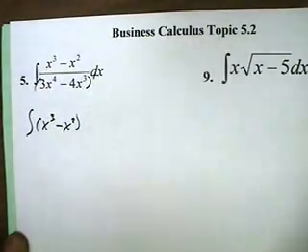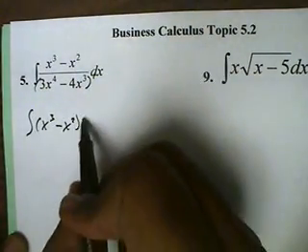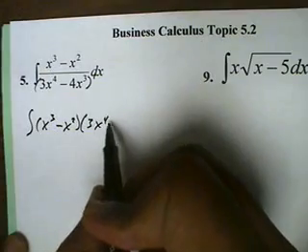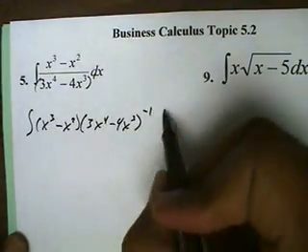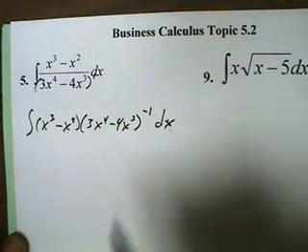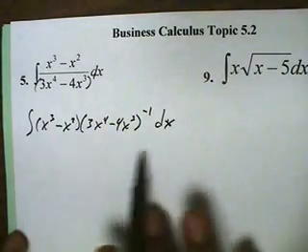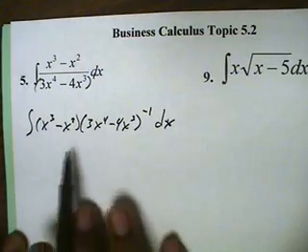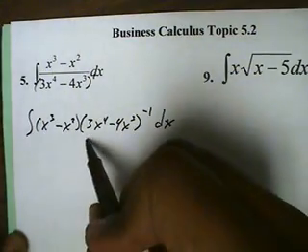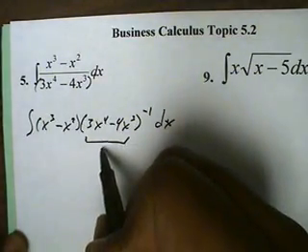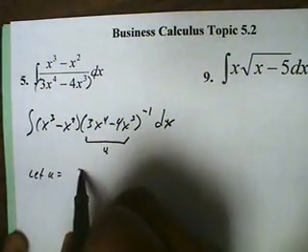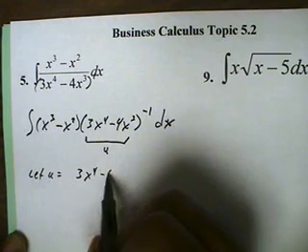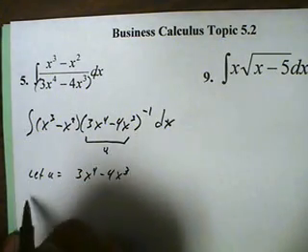Right now the denominator has a positive 1 as a power, but as a numerator it'll be 3x to the 4th power minus 4x to the 3rd power, all raised to the negative 1 power. And there's my dx. Okay, now it's all numerators with powers. I'm going to treat this as my u. So let u equal 3x to the 4th power minus 4x to the 3rd power.